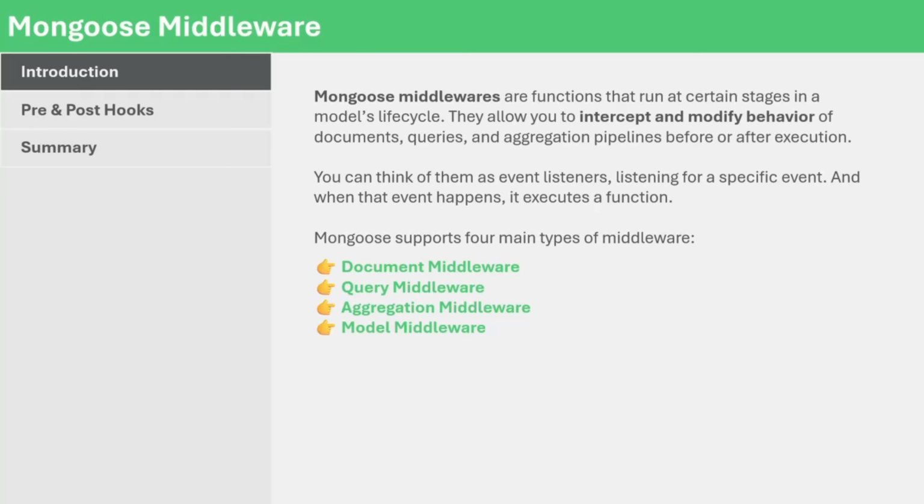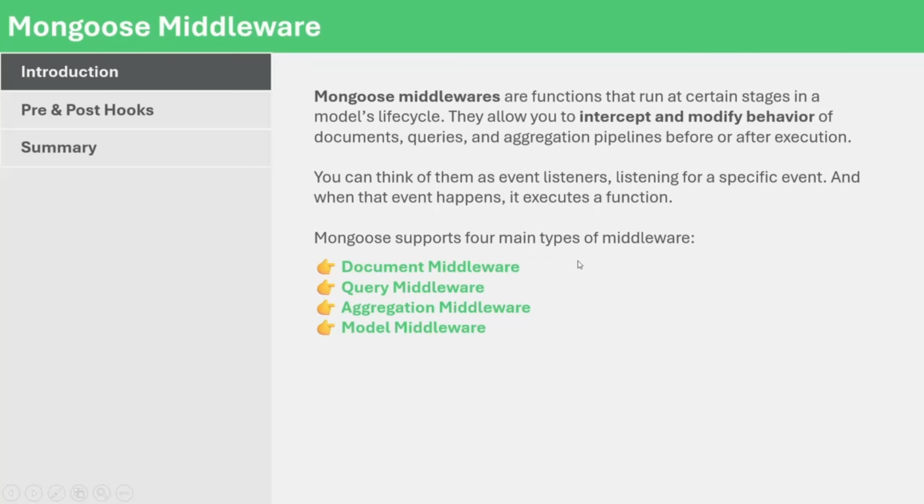Mongoose supports four main types of middlewares: document middleware, query middleware, aggregation middleware, and model middleware. We are going to talk about each of these types in our coming lectures. In this lecture, I just want to give you a high-level overview of what Mongoose middleware is and its types.